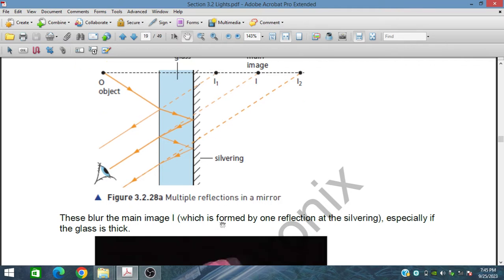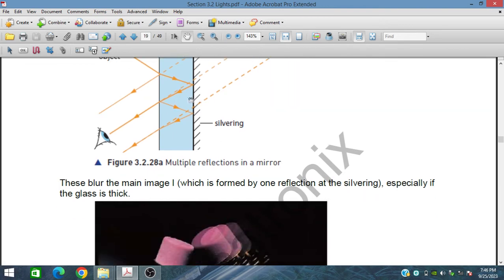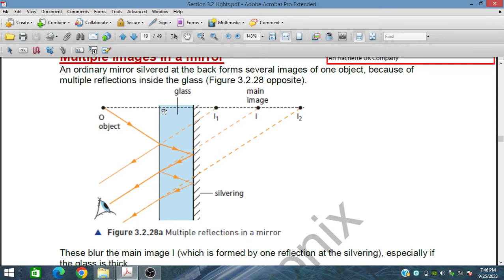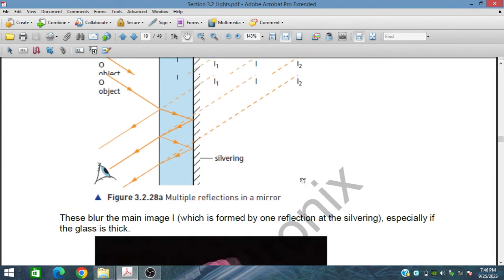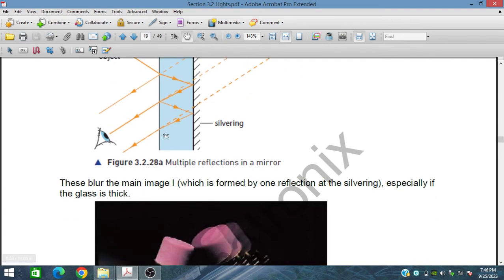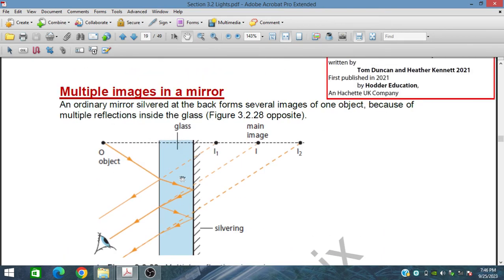because of multiple reflection. So the main image is formed by one reflection at the silvering, especially if the glass is thick. If the thickness of this glass is more, then this blurring phenomenon will be more frequent. If the thickness of this glass is small, or thin glass is used, then this blurring phenomenon will die out or will be removed. So these blur the main image I, which is formed by one reflection at the silvering. So this is blurred by these two, especially if the glass is thick. This phenomenon occurs especially in thick glass.